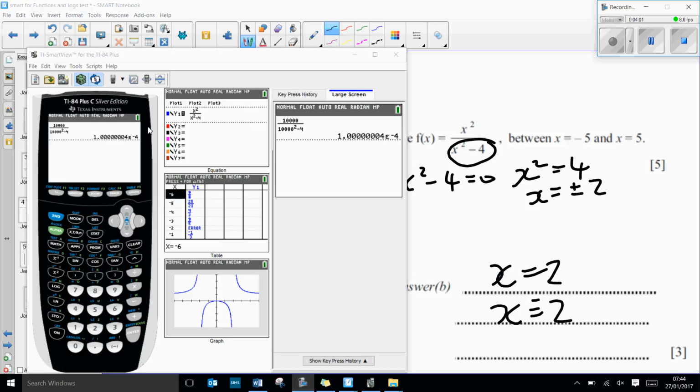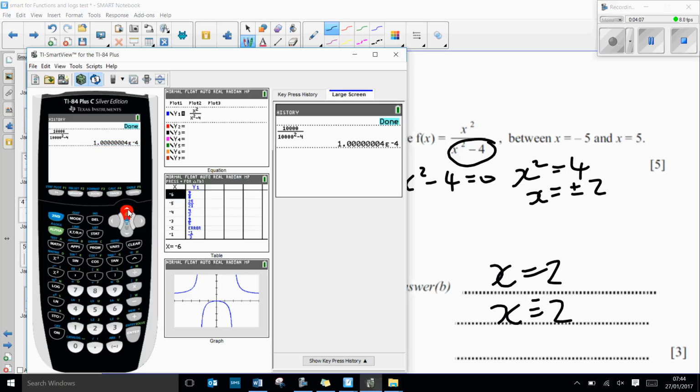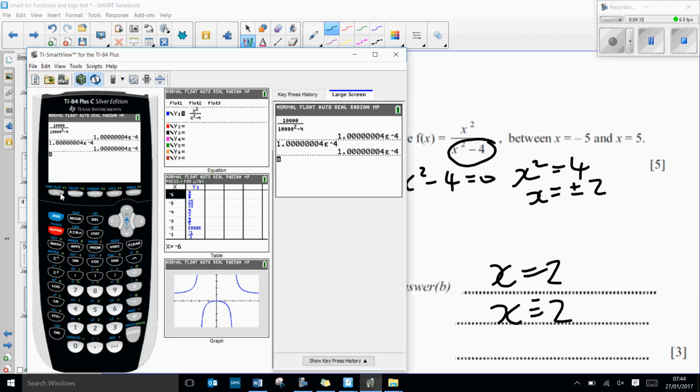I didn't put this in properly. It's supposed to be 10,000 squared on the top. So let's put that in again, sorry. And that's much better. So we can see that the value is very, very close to 1. So that's y equals 1 is our horizontal asymptote.